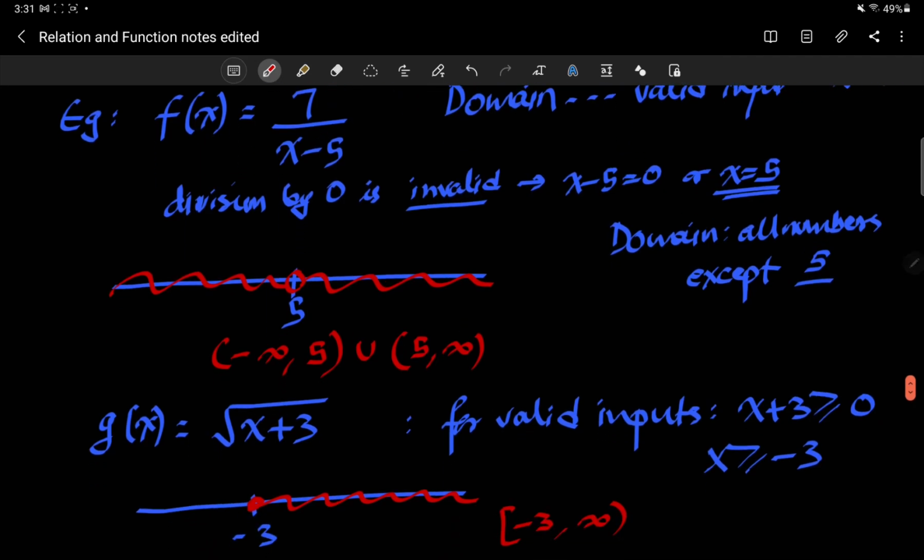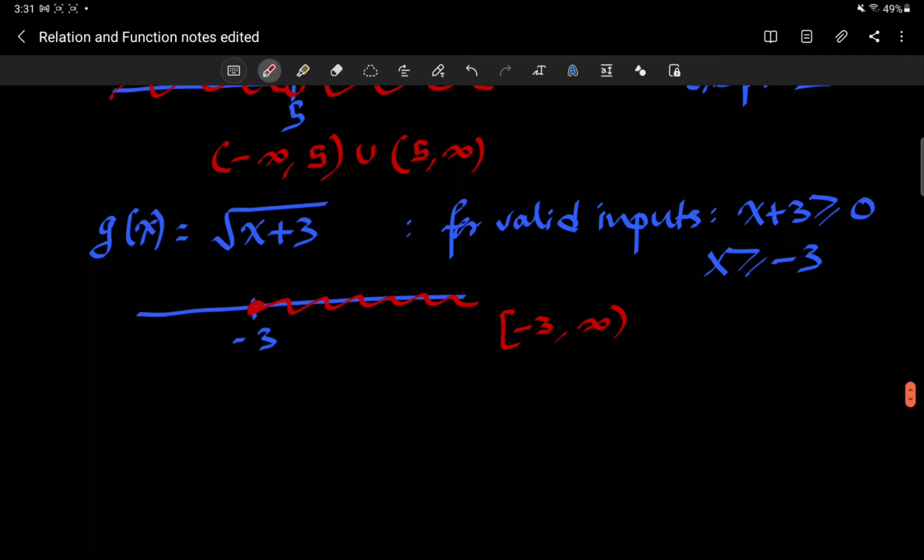Okay, so the two operations that you want to be careful about so far are when you have a division involved and when you have a square root involved, because that changes the domain.